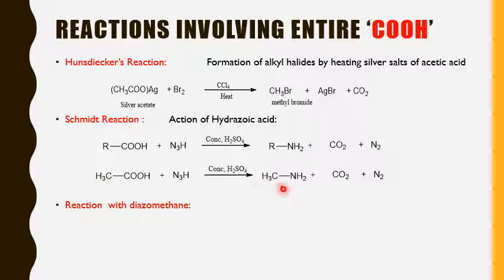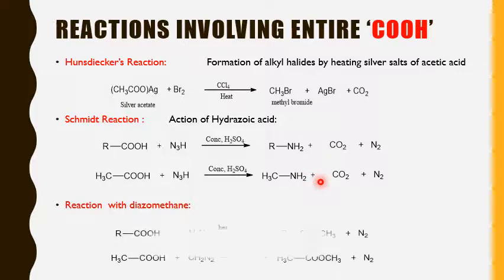If you want to have methylamine, then you can have it from acetic acid. This way you can have primary amines from the Schmidt reaction. So this is the importance of carboxylic acid, where you can prepare a wide range of functional groups with different reactions when they react with different reagents. Earlier the Hunsdiecker reaction gave you methyl bromide, which is an alkyl halide, and the Schmidt reaction is giving you the preparation of primary amines.